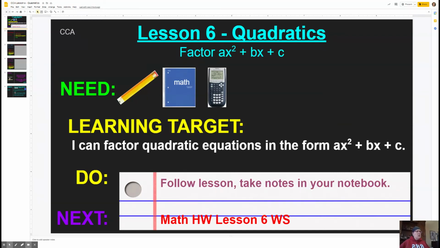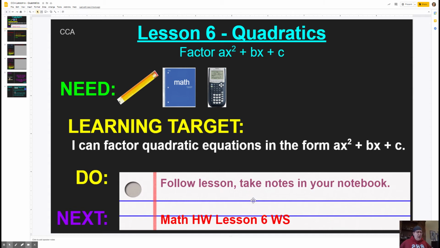All right, so lesson 6 is our last lesson in our quadratics unit, and we are going to factor quadratics again today. One thing that's different with this lesson compared to the previous one is that there's going to be a coefficient, a number in front of the squared term. So we're going to talk about the strategy for how to factor those types of quadratic expressions.